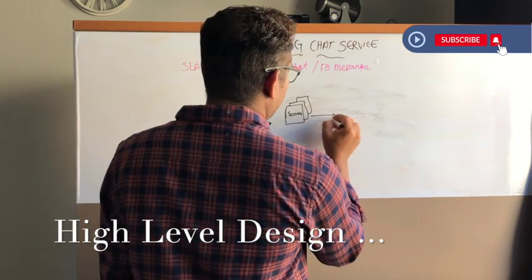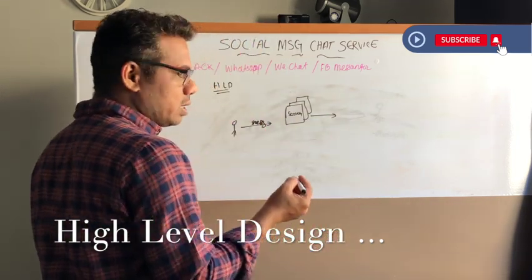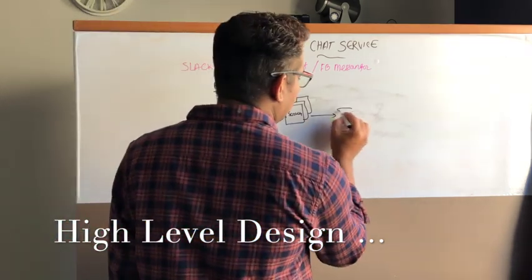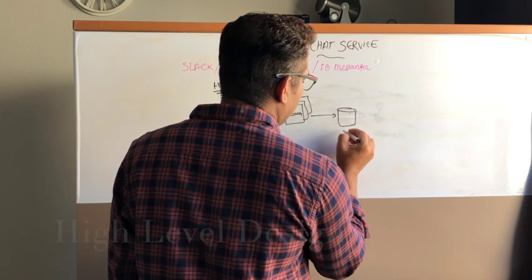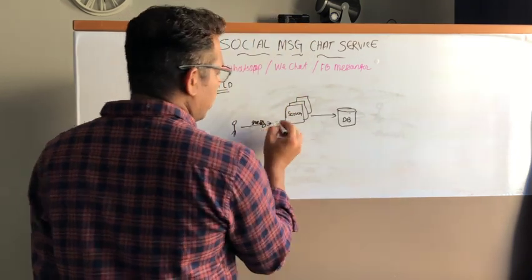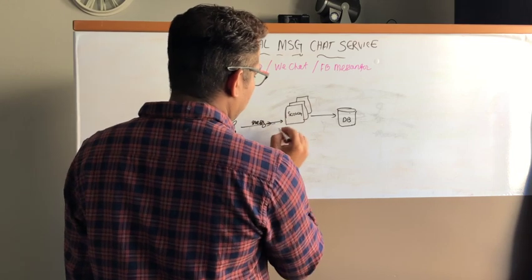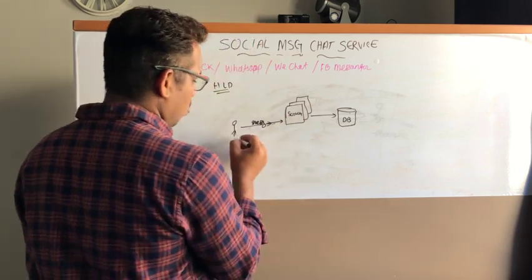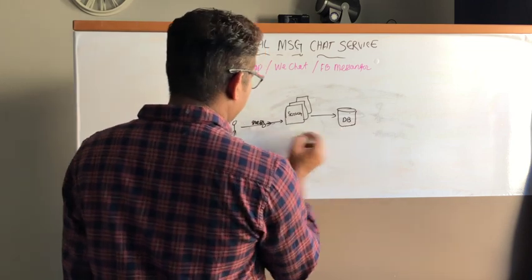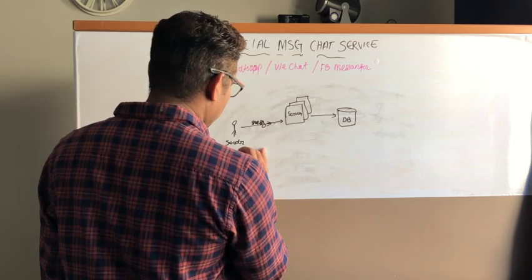And then there should be something which stores those messages somewhere, that is called some database system, okay. It may be SQL or NoSQL, we'll talk about that. But this is the overall high level design, how it all works. Like, it's the sender, and it can be a receiver also, right?